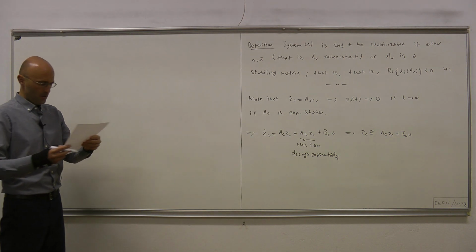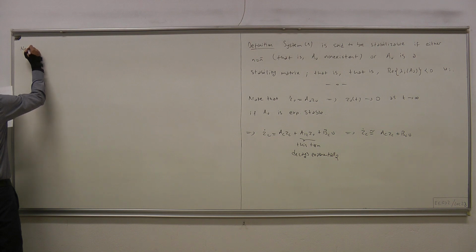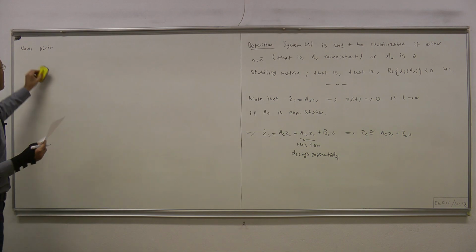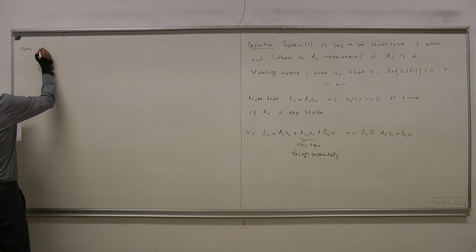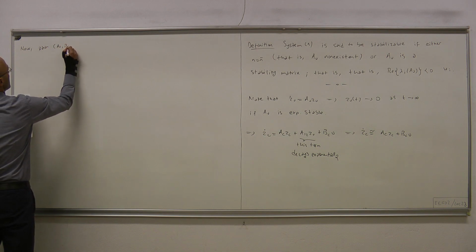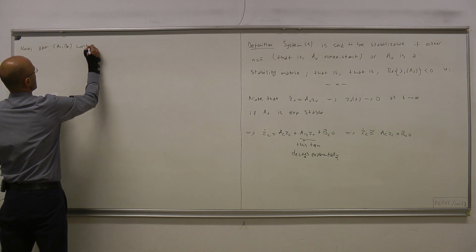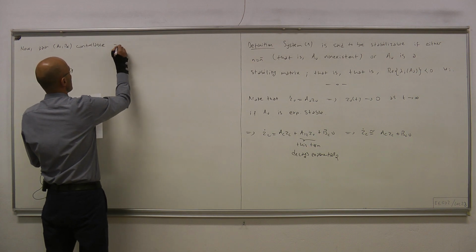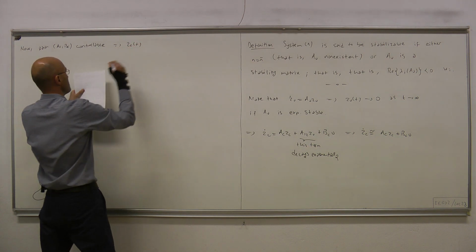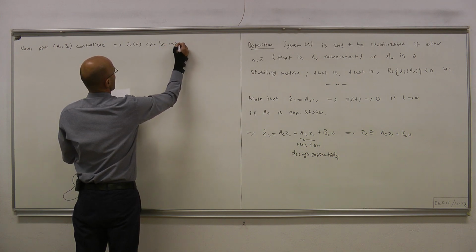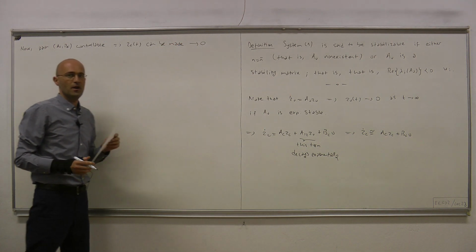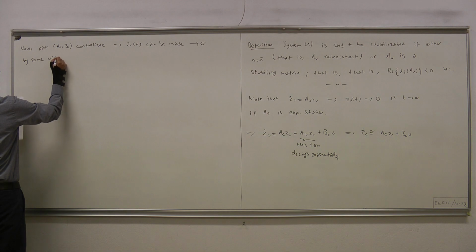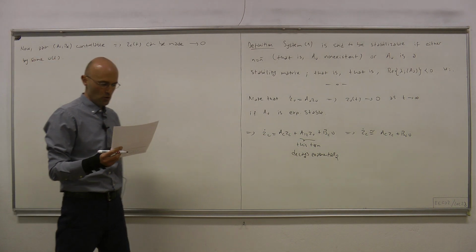Okay. Now, let's continue our argument. The pair AC, BC is controllable, because we're taking them from the controllable decomposition. Therefore, ZC(t) can be made to converge to 0 as time goes to infinity by some proper choice of control input u(t).